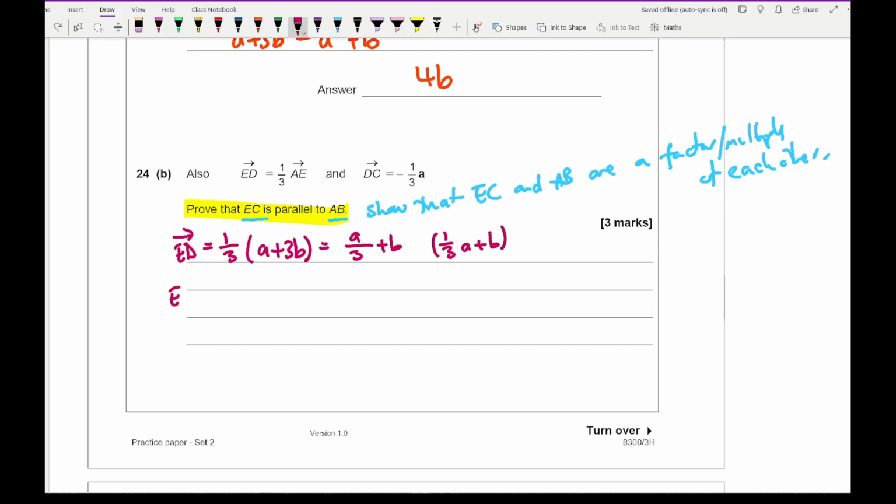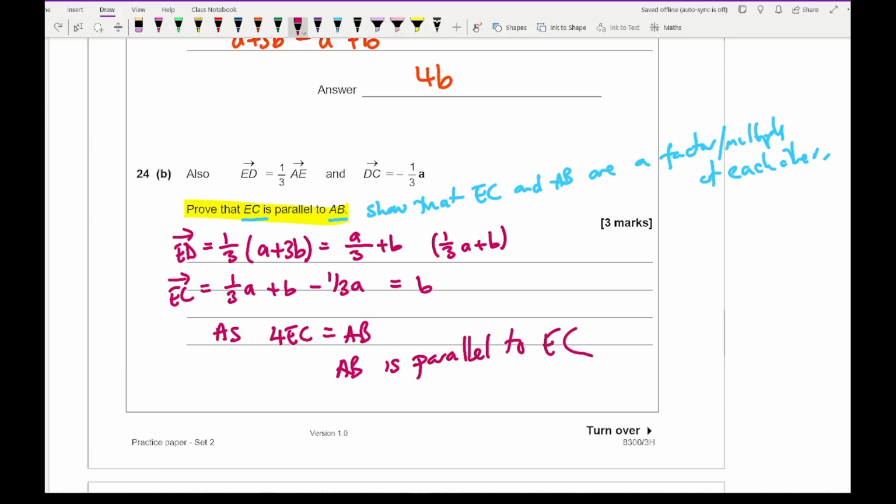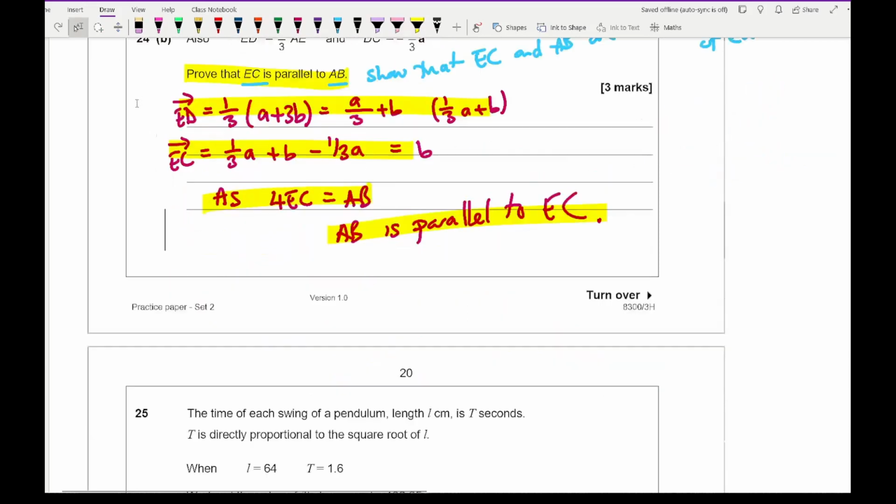And then E to C is going to be therefore a third a plus b minus a third a, which equals b. So then from this, what we've got is 4EC equals AB, so AB is parallel to EC. And you want to make sure that you are writing those statements. It's really important that you write down your statement, and then also include your working out and calculations for ED and EC.